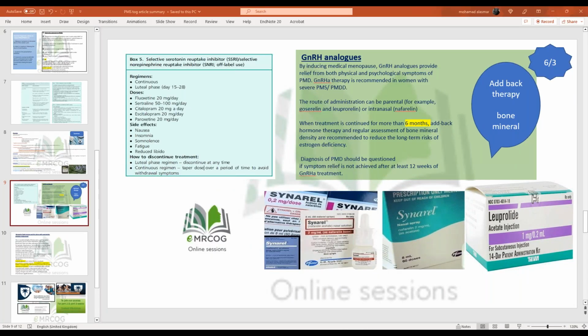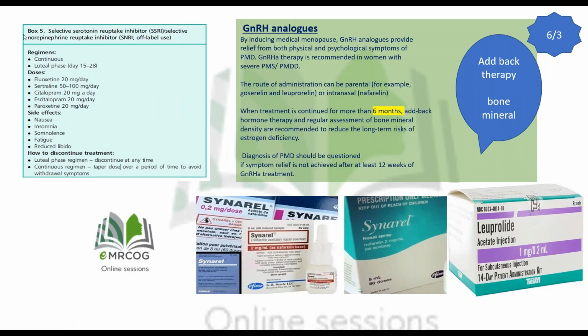Okay, so here in the notes, my friend, as you can see from the TUG article, box number 5 gives you different agents of the SSRI or SNRI, like fluoxetine 20 mg per day, or sertraline 50 to 100 mg per day. Citalopram can be used as 20 mg per day, and paroxetine, for example, 20. Side effects are usually nausea, insomnia, fatigue, reduced libido.